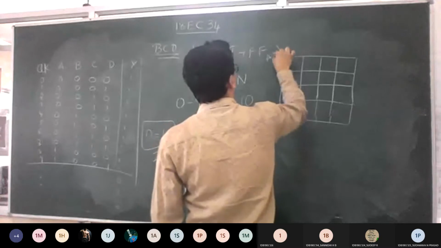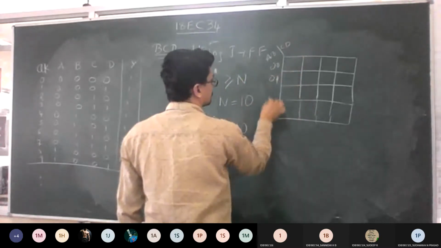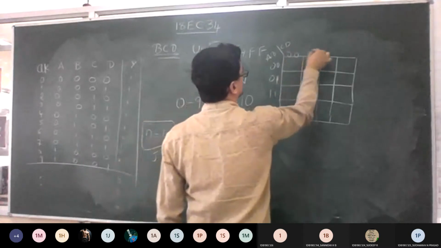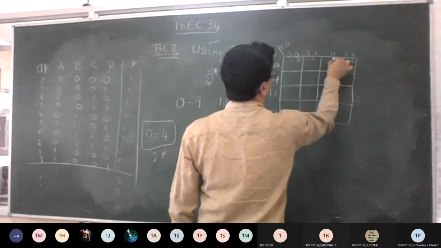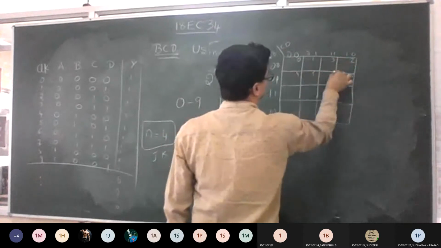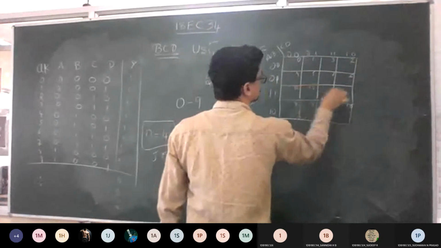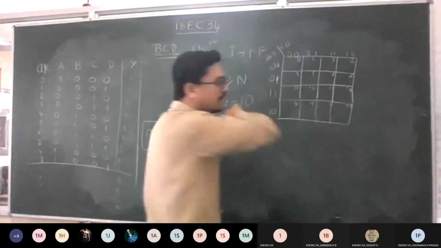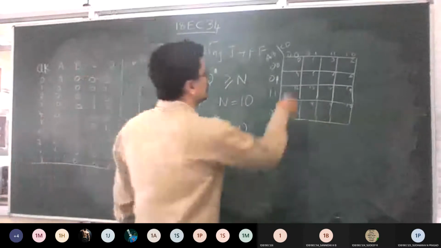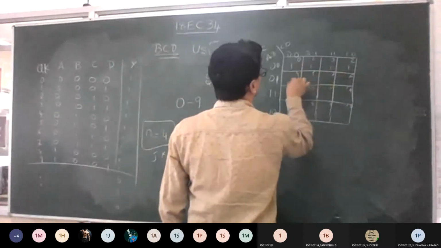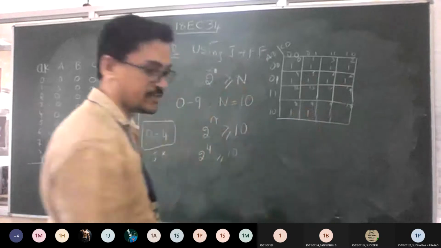So A, B, C, D. So the combination you can take 1, 0, 1, 1. Same way also. So cell number 1, 3. So I should fill the ones from 0 to 9. So 1, 1, 1, 1. This also 1, 1. And then only these two are 1, 1.